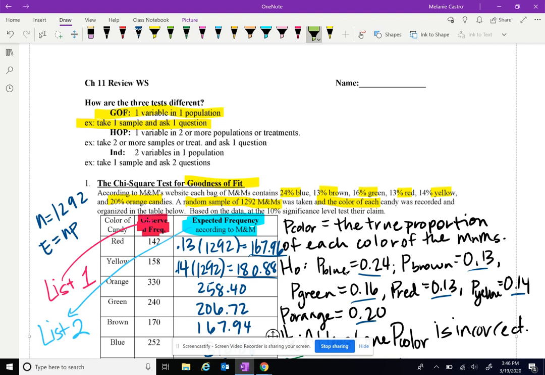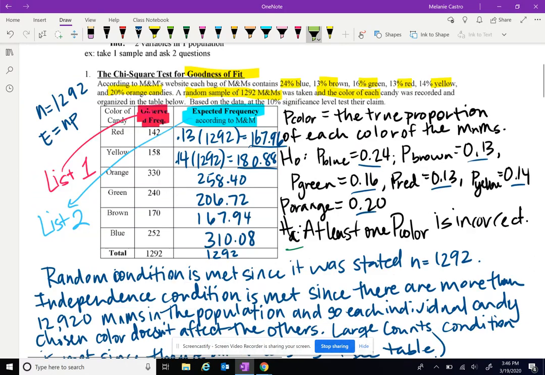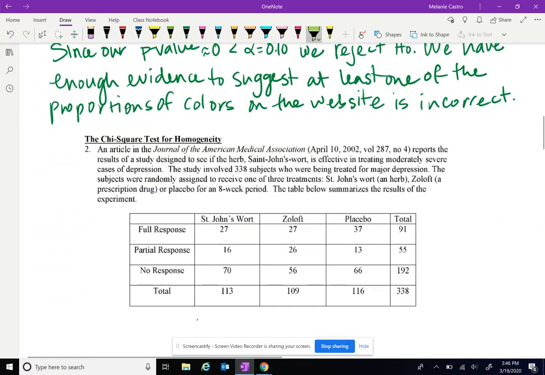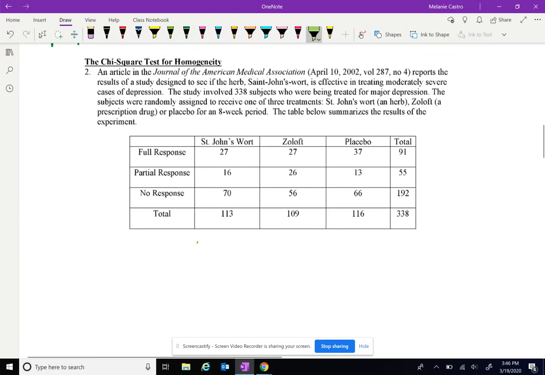Hey guys, so last time we did our goodness of fit question. This time we're going to take a look at our HOP test for chi-squares. So if we look at question number 2, that's a chi-square test for homogeneity of proportions.